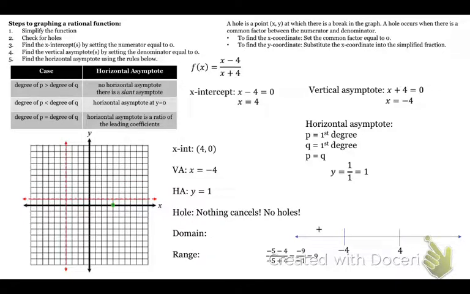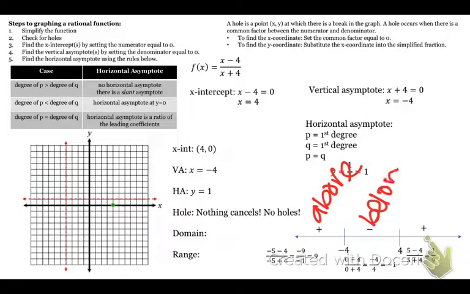And then between negative 4 and 4 would be like 0. 0 is the easiest, so let's just plug in 0. So that's negative 4 over 4, which is negative 1. So then in there, it's negative, it's under the x-axis. Above 4, let's say 5. So if I plug in 5, I get a positive on top, positive on bottom, so that's positive. This tells us it's above the x-axis here, above, below, and above.